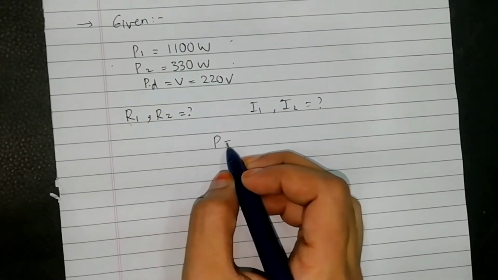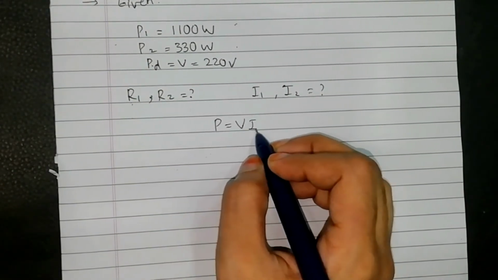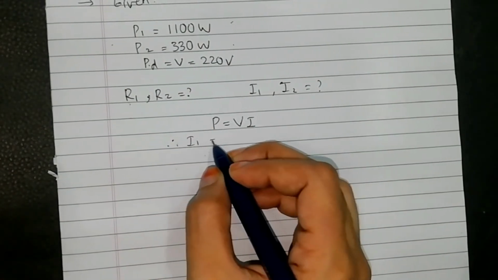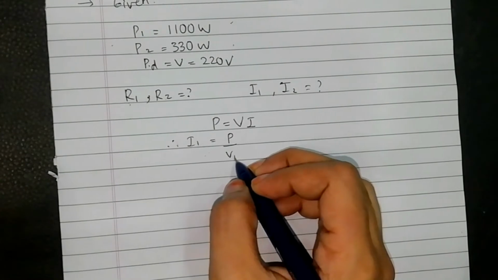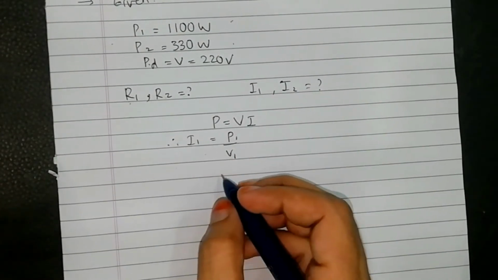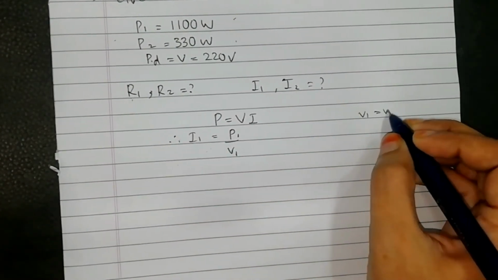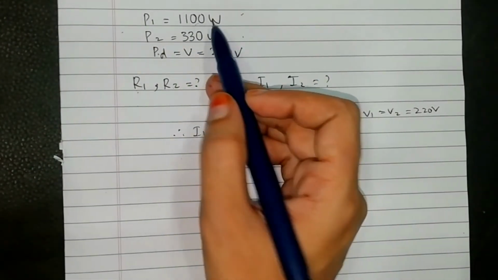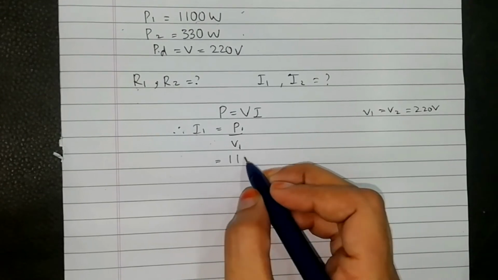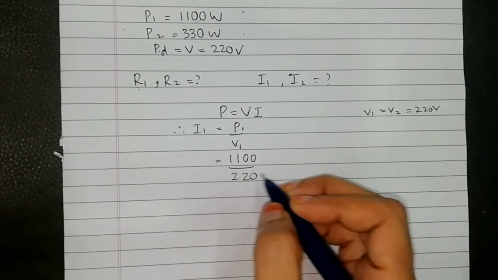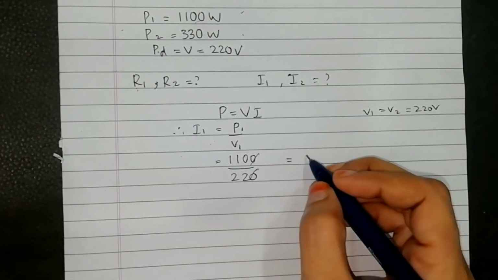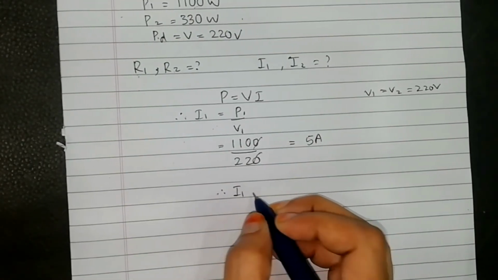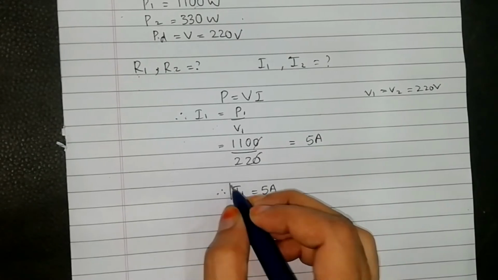We have the formula power is equal to V into I, that is voltage into current. So I1 will be equal to P1 upon V1. V1 and V2 is equal to 220 volts only. And power 1 is 1100, so substitute here 1100 upon 220. So it is 5 ampere. Therefore, I1 is equal to 5 ampere.